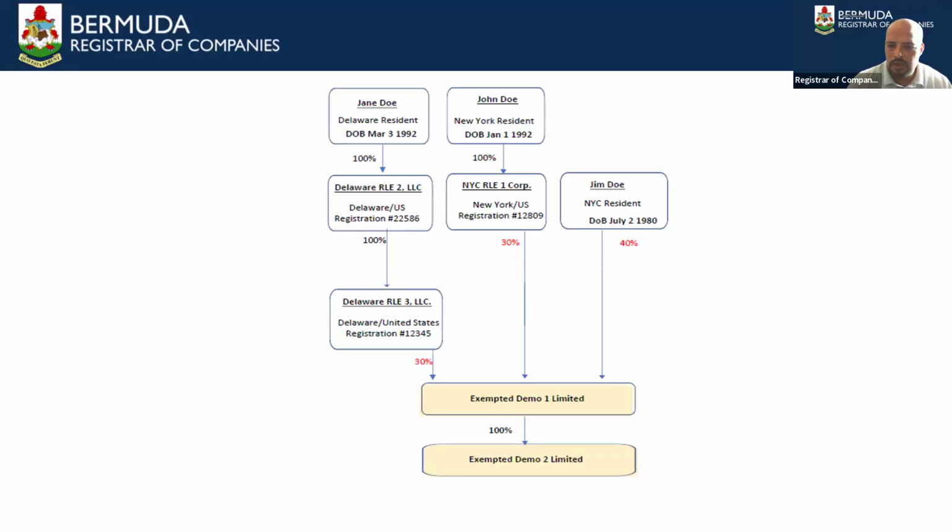And also, once an RLE or BO is created, they can easily be added to any entity without having to enter all of the information again. This greatly simplifies the process when registering large groups or updating BO information for any existing entities. So with that, let's jump into the actual system.